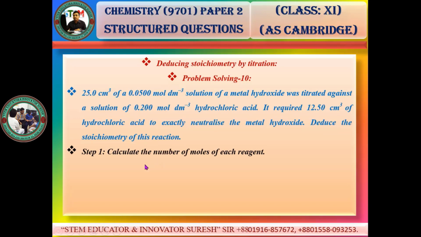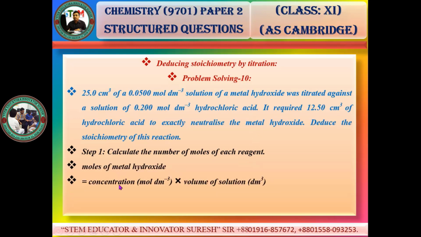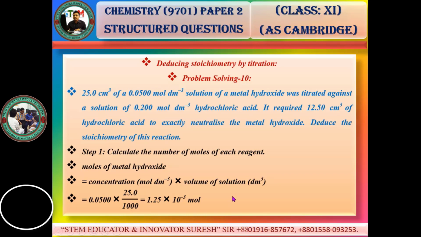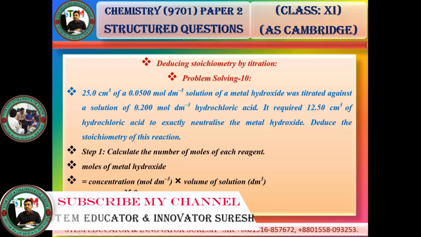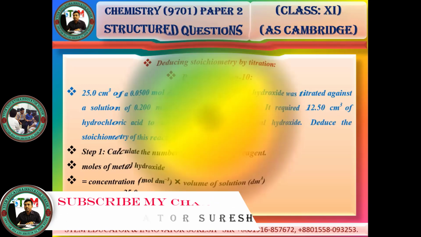So solution, step 1, calculate the number of moles of each reagent. Moles of metal hydroxide equals concentration in mol per dm3 multiplied by the volume of solution in dm3, which equals 0.0500 into 25.0 divided by 1000, and that equals 1.25 into 10 to the power minus 3 mol. All the information is given. So we have the moles of metal hydroxide. Now we have to find the moles of the other one in the next slide.